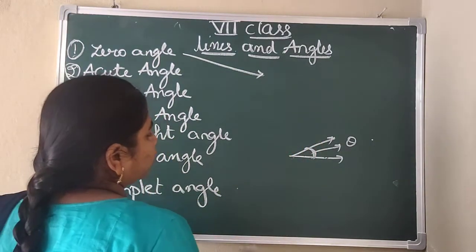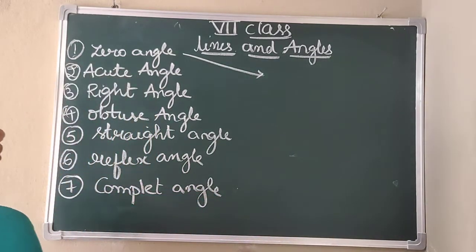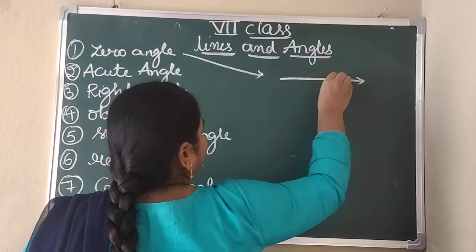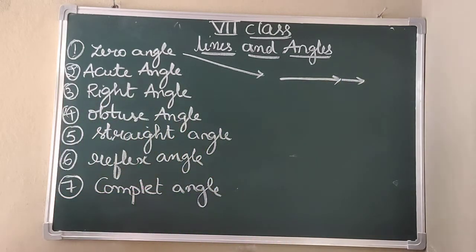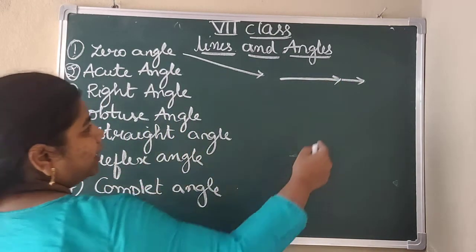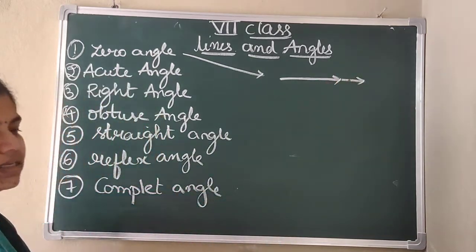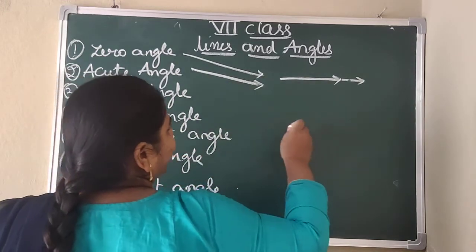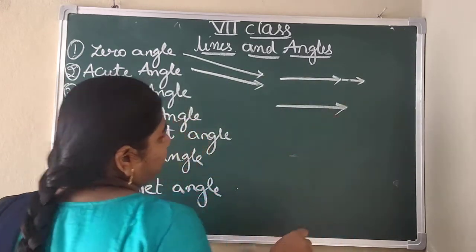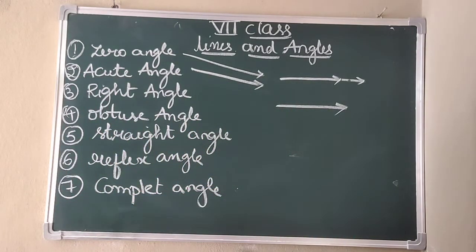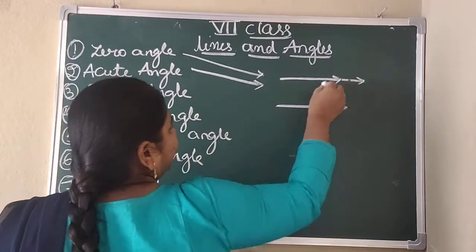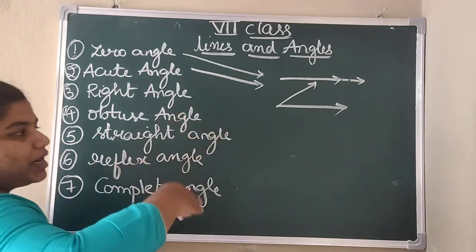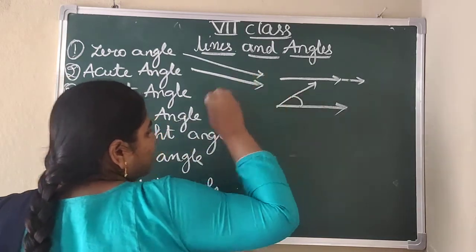Now we are talking about zero angle. So what is zero angle? Zero angle means an angle can't be formed, because both the rays are at the same place. That is called zero angle. Now acute angle. What do you mean by acute angle? One ray is at the initial point, at the same place, and the other ray has moved slightly up. So this is called an acute angle.